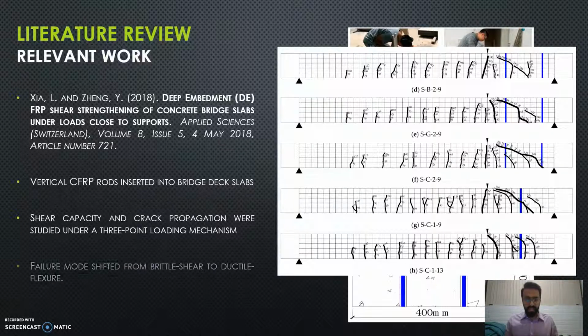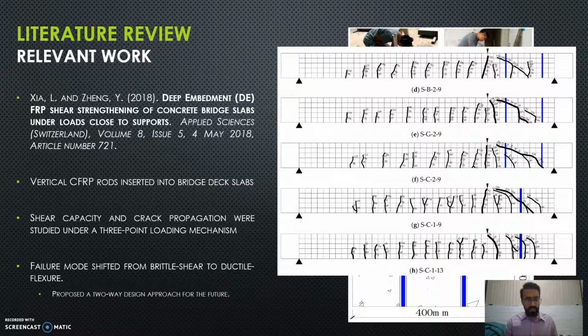Now, it was discovered that the failure shifted from a brittle shear to a ductile flexure, which was expected. And quite trivially, they also found that if you increase the number of FRP rods that were used, or you increase the diameter of the rods, the shear capacity increased. But that was pretty trivial. Now, for the future, they proposed a two-way design approach where the shear capacity and the flexural capacity can both be studied separately, and then they could be compared of how effective the FRP rods can be.